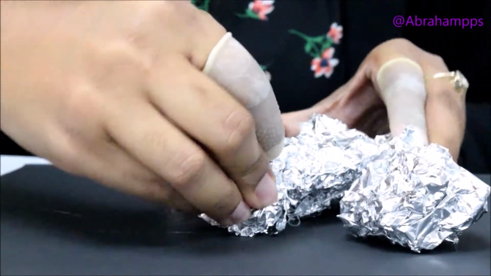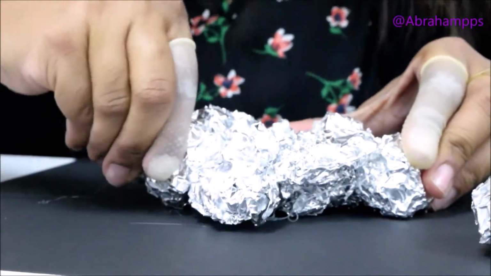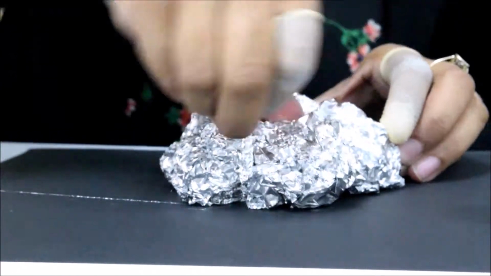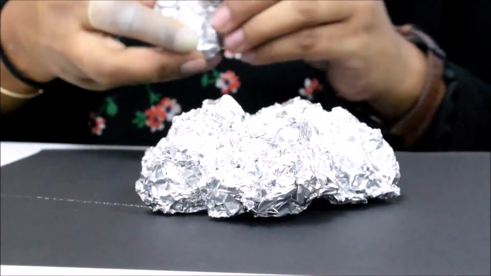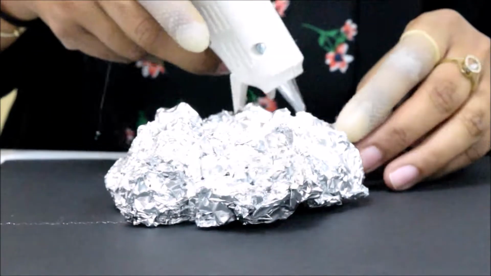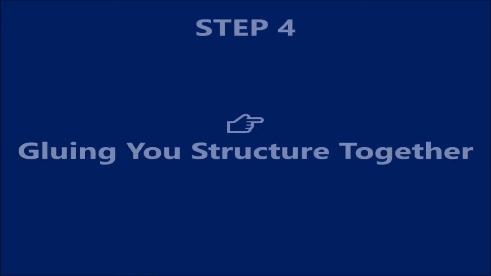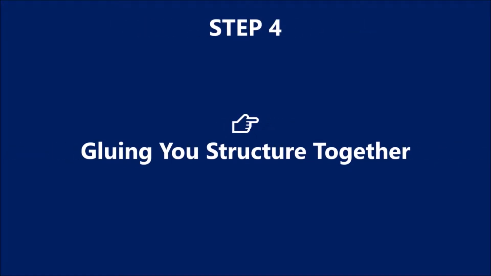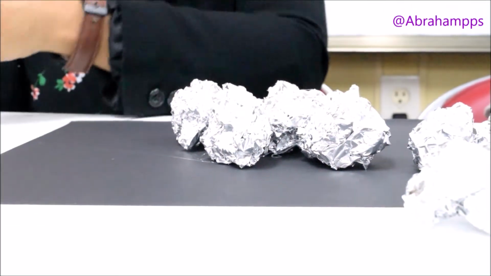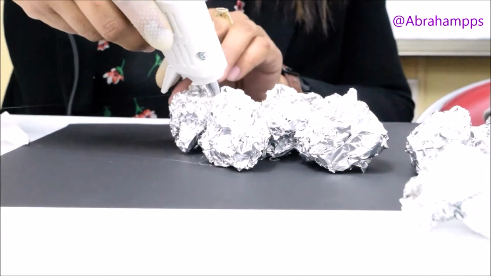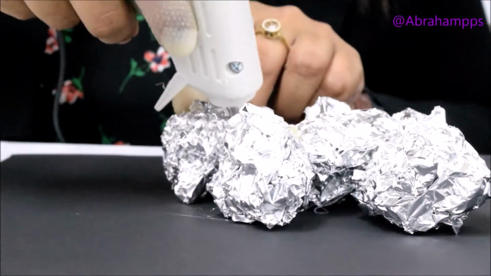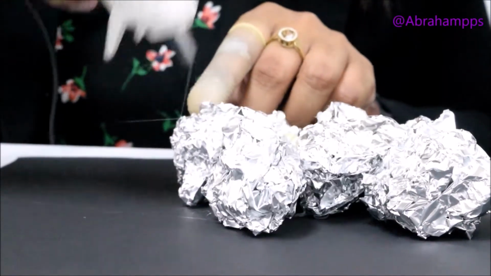Step 3. Shape the foil the way you want your hill to be shaped. Step 4. Glue the foil structure to the base, mounting it and forming it by adding more foil if necessary until you are satisfied with the shape.